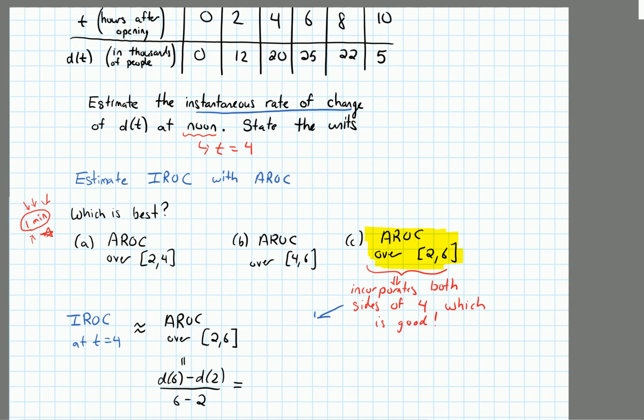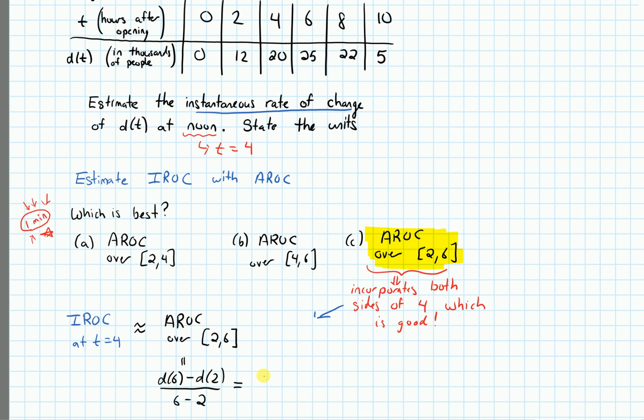Let's zoom it out a little bit. D of 6 is 25, D of 2 is 12, and on the bottom we have 4. So we have 13 over 4, which as a decimal is 3.25. So that is our average rate of change, which is going to be our estimate for the instantaneous rate of change. But the problem said also to state the units. So what are the units for this average rate of change, our estimate here?